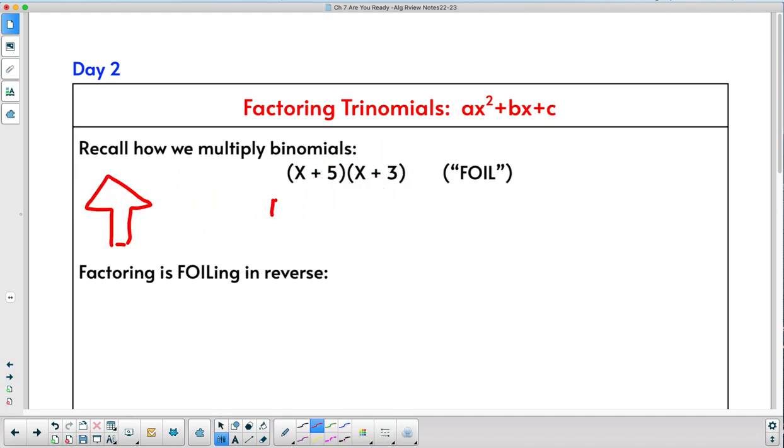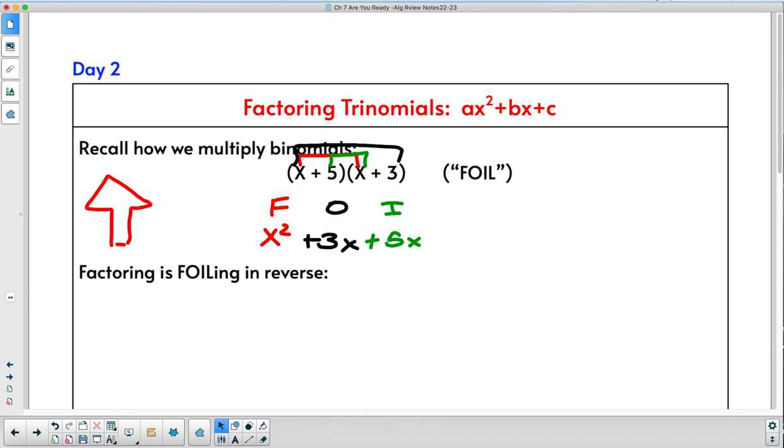So the first, x times x, x squared. Okay, the outsides, 3x, and that's a positive 3x. The insides, 5x. And now the lasts. The lasts are 15. And that's where we get the word FOIL.